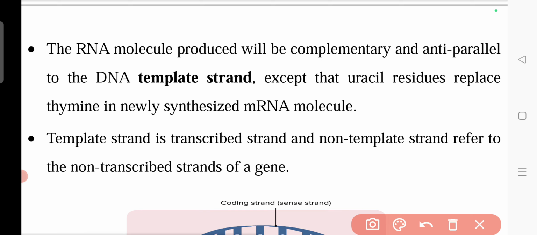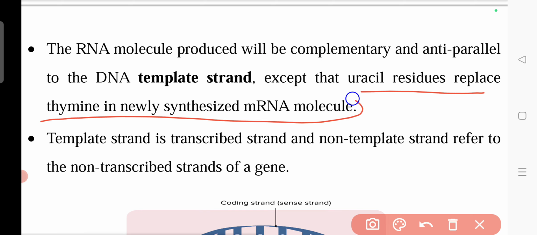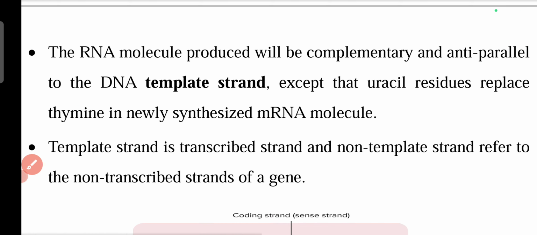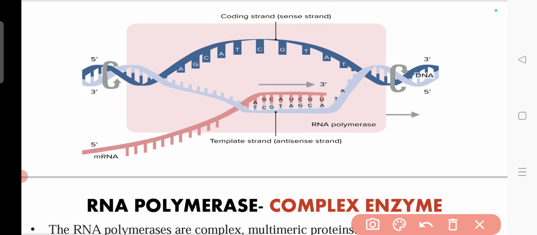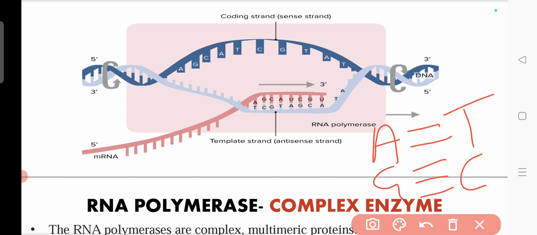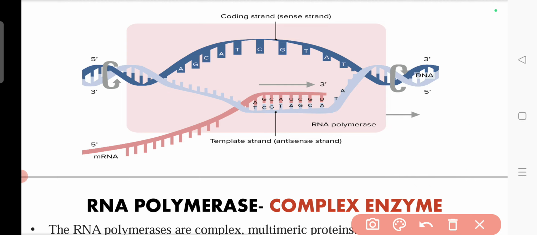Except the uracil, which is placed in place of the thymine molecule. Because we all know that in case of DNA, 4 nucleotides are there, where adenine has a double bond with thymine and guanine has a triple bond with cytosine. But in case of the RNA molecule, in place of thymine, the uracil molecule is present.